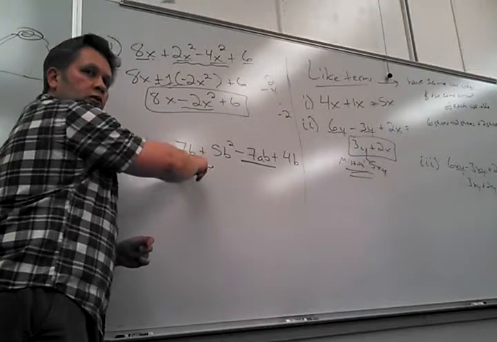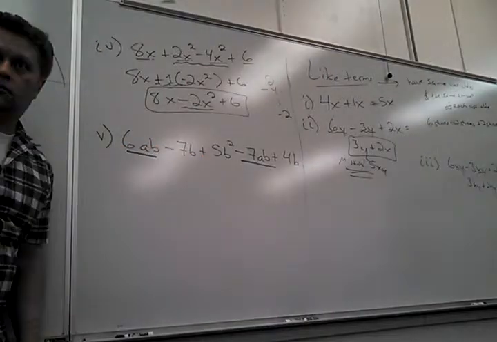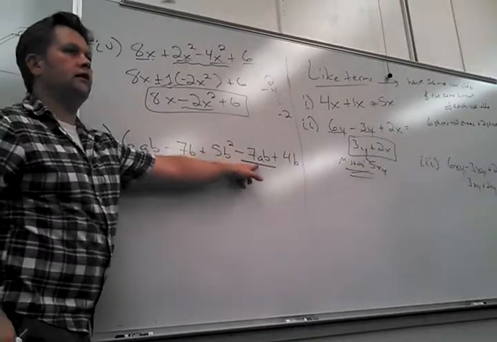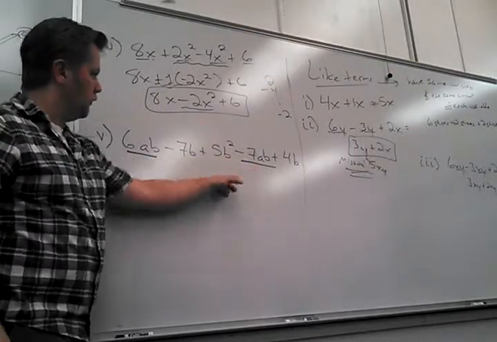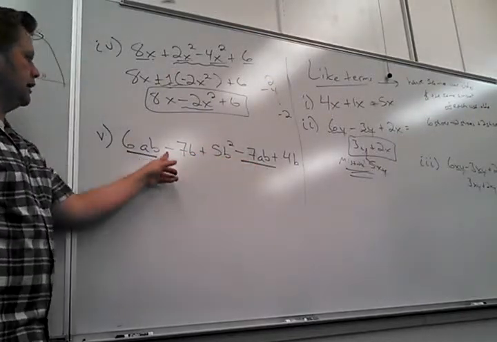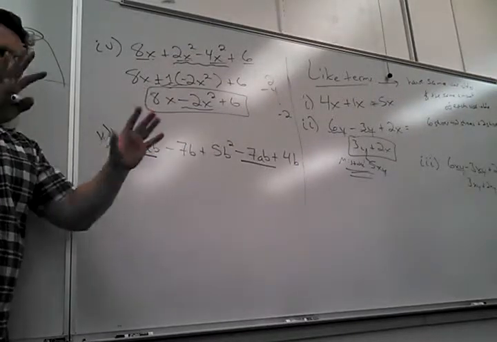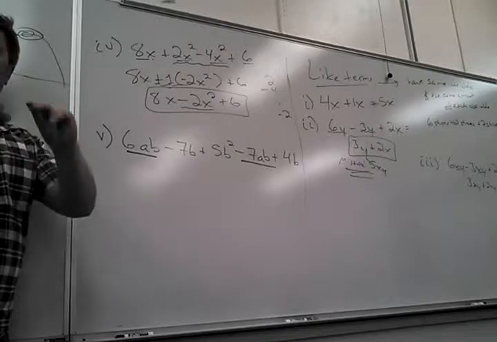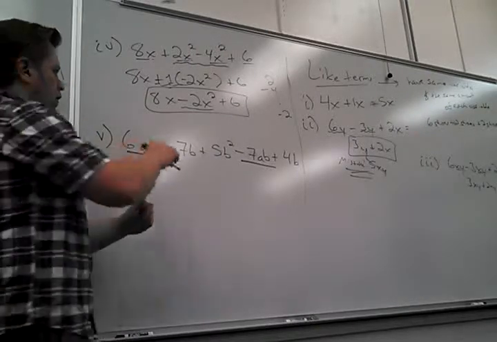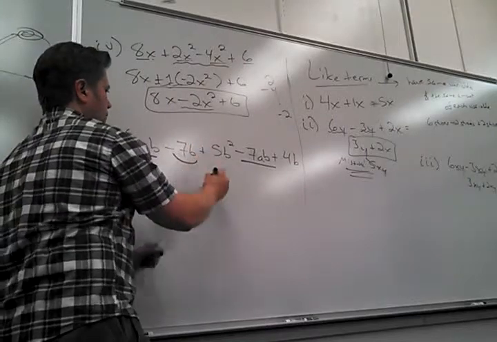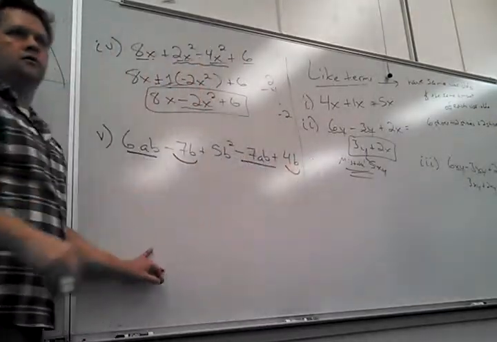But anybody like terms with him? Oh, sorry. You keep the negative with it, right? Definitely. Yes. That is a negative 7AB. So if I did move him, I could move him here. It still has to be a negative 7AB, because that's what that is. But I'd rather not move stuff. I just have to identify what like terms are. Anybody like terms with him? Yeah. 4B. Good. So 7B, 4B, like terms.